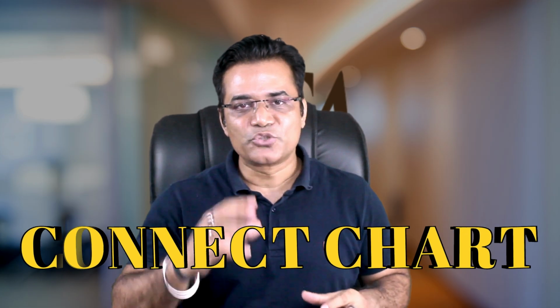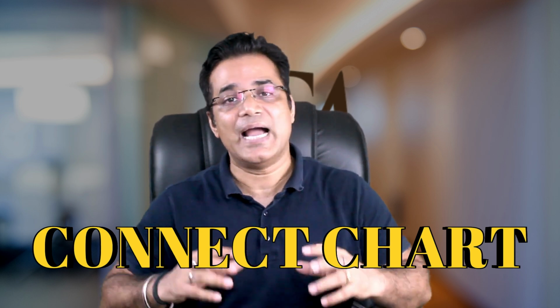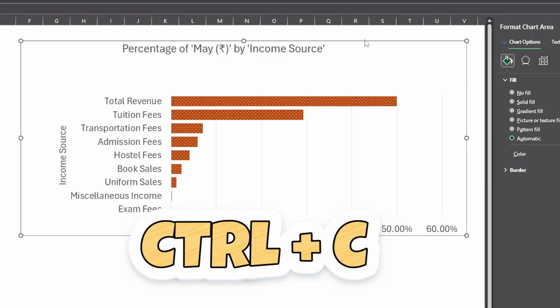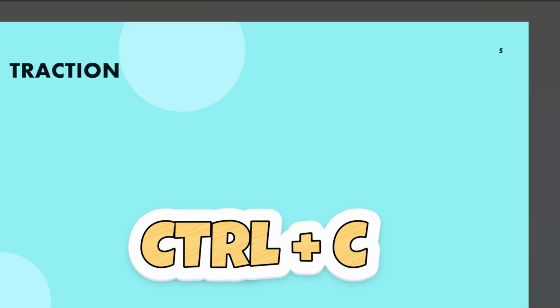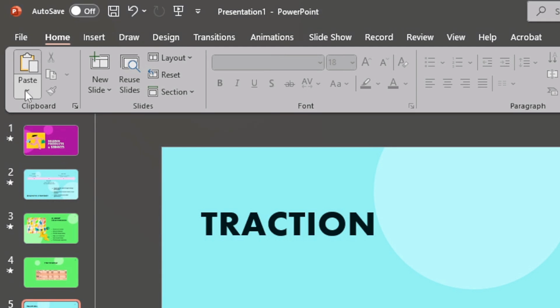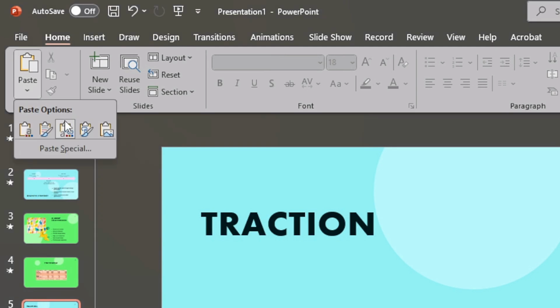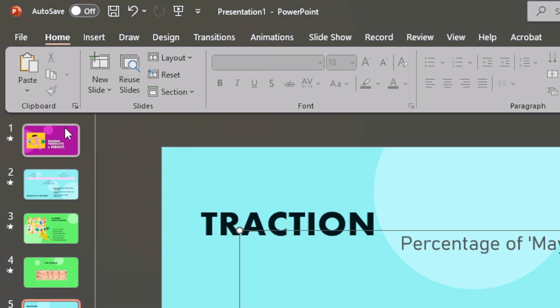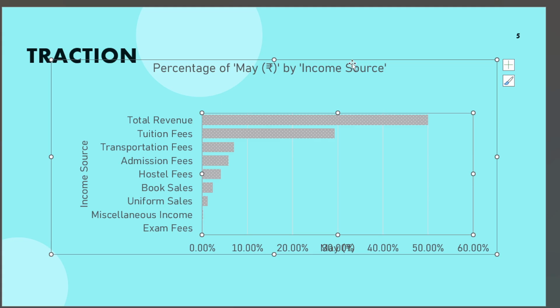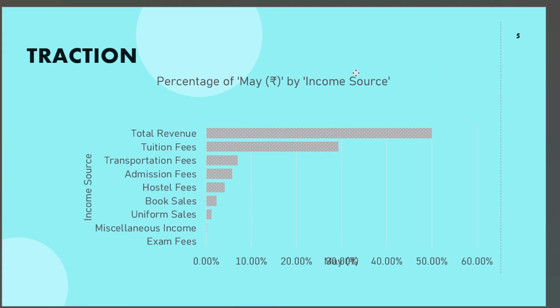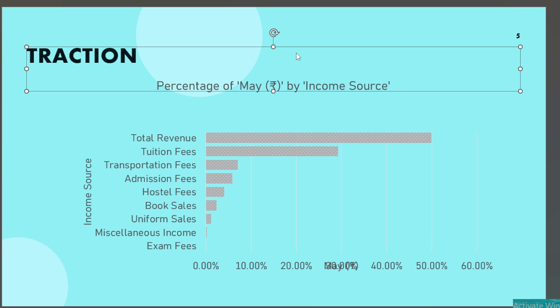So now let's go to the next slide, and here we have a chart and we will also connect that. Go to the Excel sheet, select the chart and copy it. In the PowerPoint paste drop down, you will get 2-3 options to link data, and we will select Keep Source Formatting and Link Data, so you will have the same formatting like Excel with connected data in your slide.